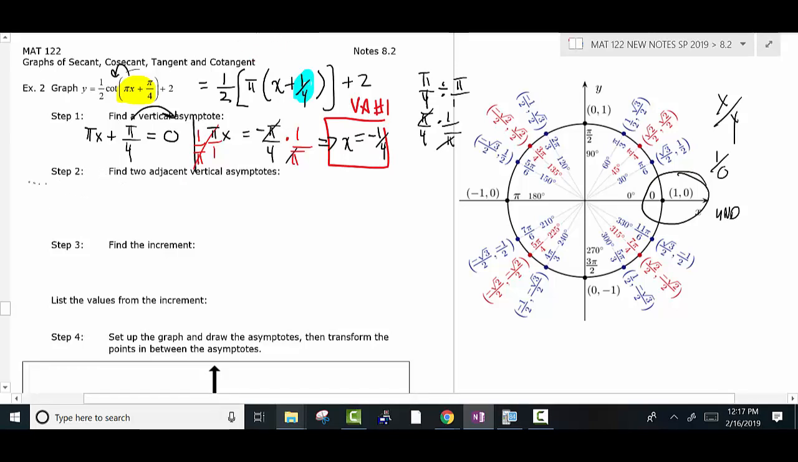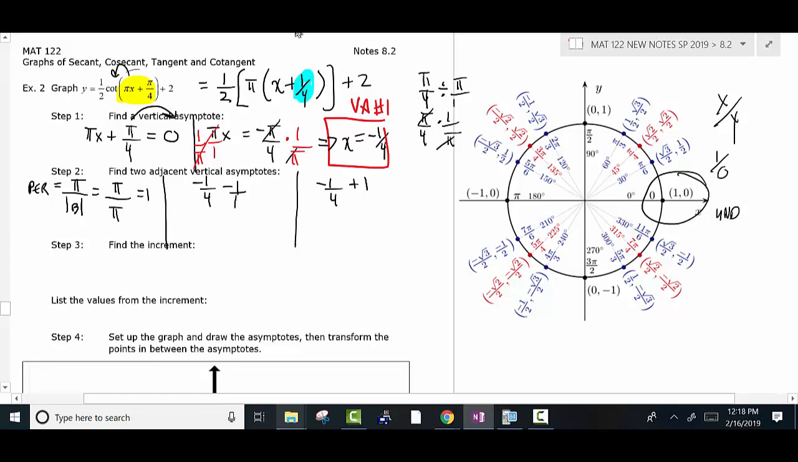Okay, step 2, we want to find the period. The period is pi over b on a tangent or cotangent, so be careful about that. Okay, b is pi, so you just have pi over pi, so it's equal to 1. Okay, so what we end up doing to get other asymptotes is we just take the asymptote we found, and we just add the period to it, or we subtract the period from it. We're going to get 2 adjacent vertical asymptotes.